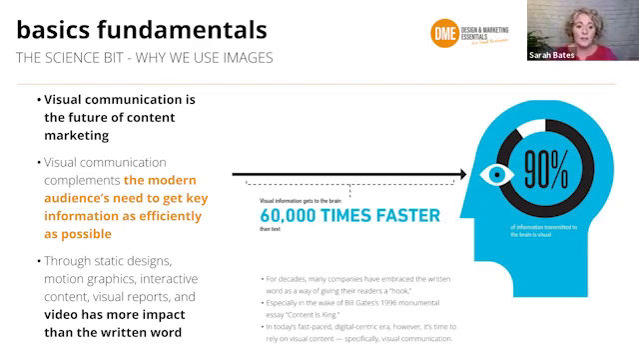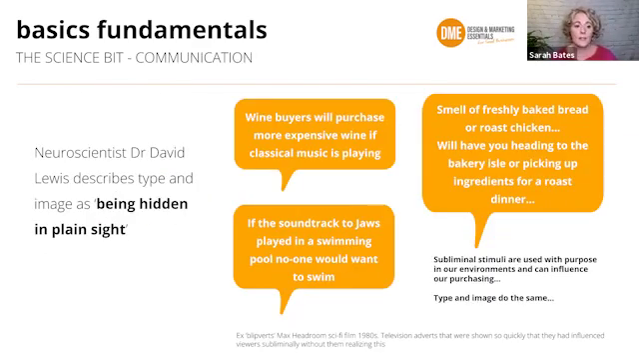Modern day audiences need to get key information across as efficiently and as fast as possible. So that is the reason why we use imagery. Okay, and video even more so, because we can get over our personality. We can say things much quicker than a person reading that information. Neuroscientist David Lewis described type and image as being hidden in plain sight.